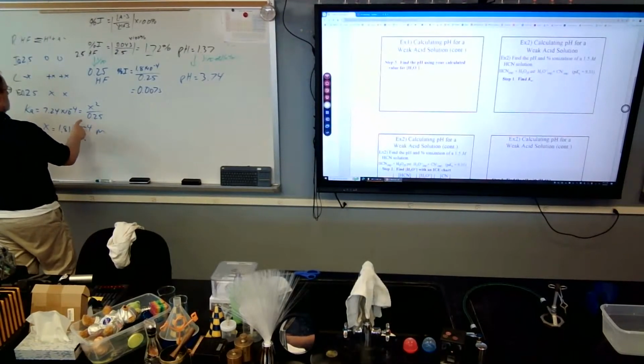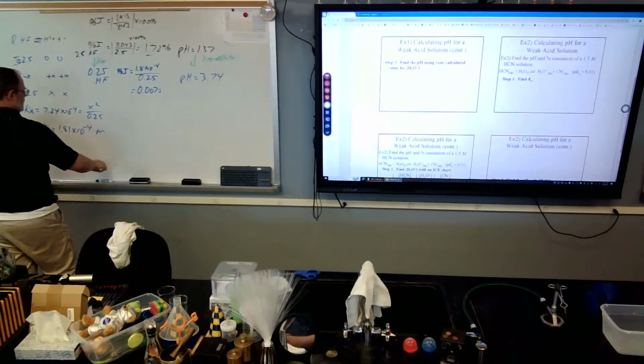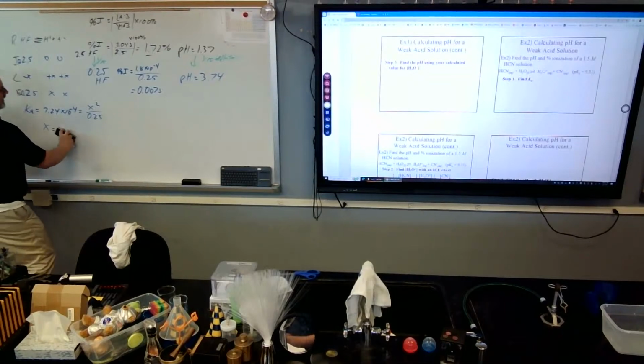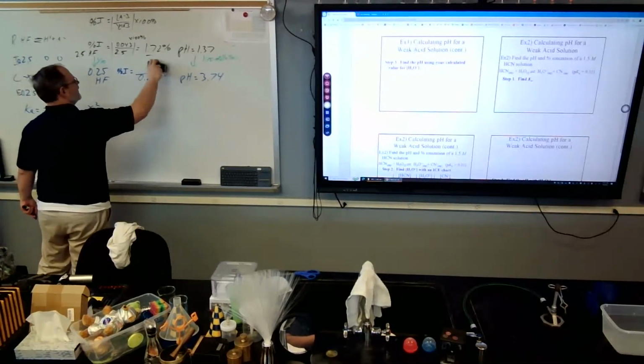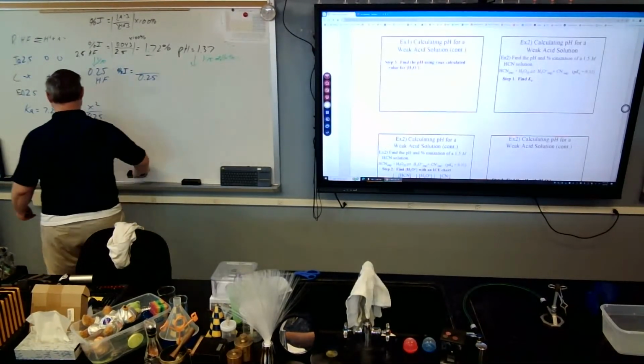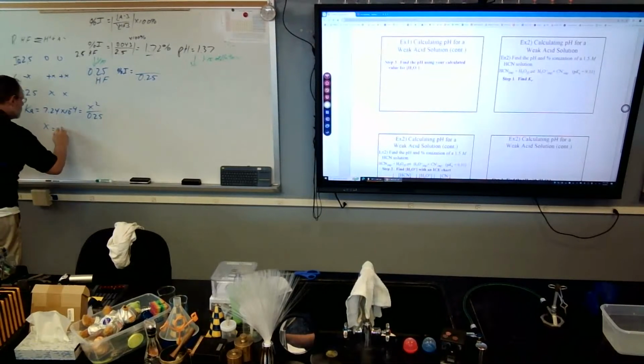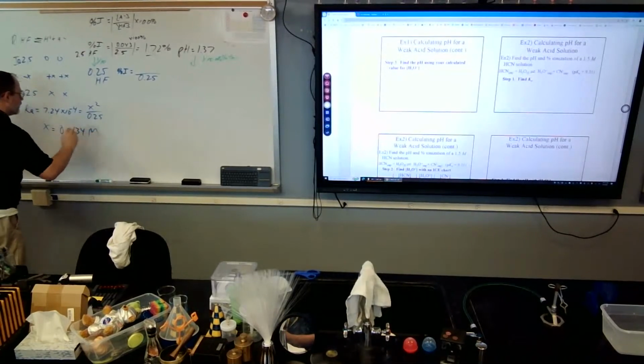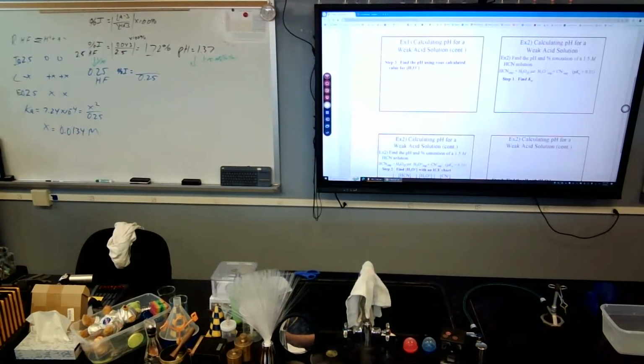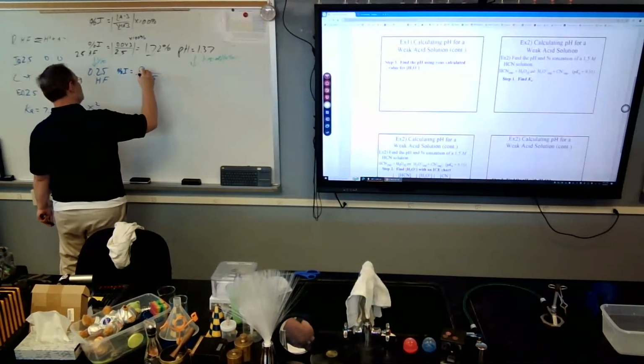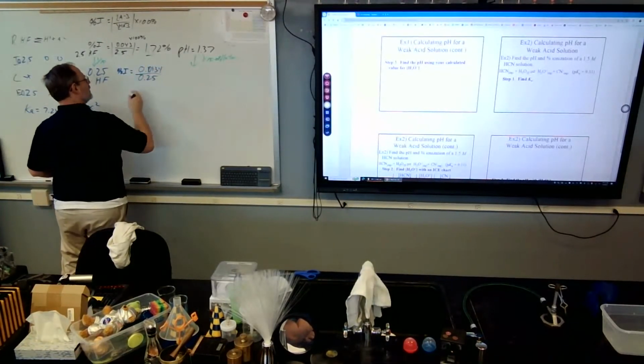I messed up. Yes, this number is wrong. I forgot to take the square root of that. It's 0.0134. Okay, try this again. 0.0134 molar. Yeah, that's more like it. 5.3%. And then the pH is 1.87.